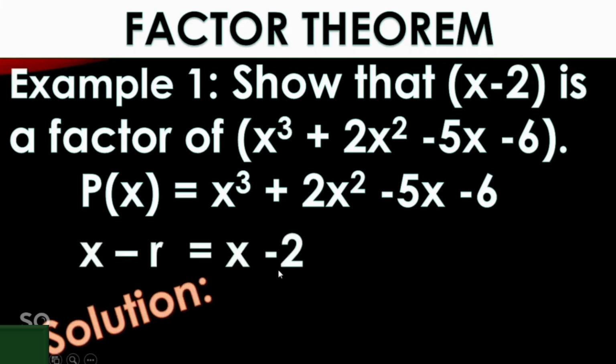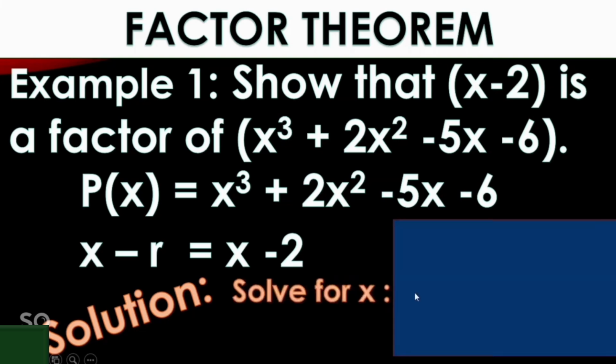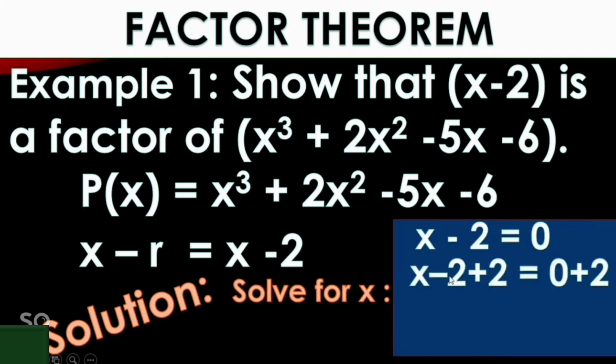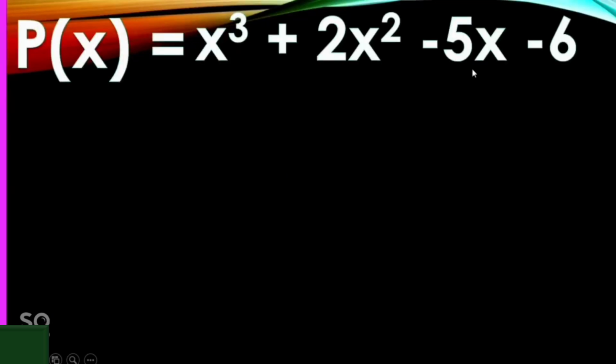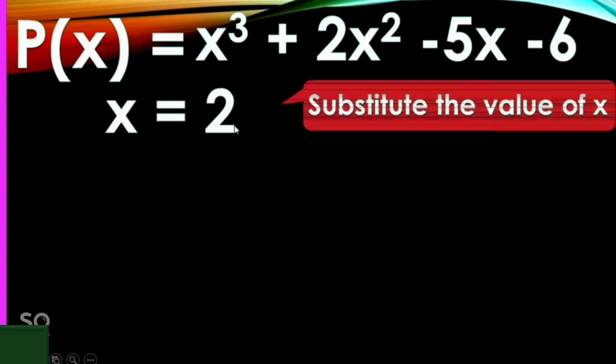We have x minus r is equal to x minus 2. So the next step is to solve for x. Okay, to solve for x, equate natin sa 0. Sa x minus 2 equals 0. Addition property of equality, add positive 2 to both left and right of the equation. So negative 2 plus 2 is 0. 0 plus 2 is 2. Then the value of x now is equal to positive 2. So, yan yung isa-substitute natin doon sa polynomial. Okay, gagamitin natin ngayon ang factor theorem para ma-determine na yung x minus 2 ay factor ng polynomial natin.